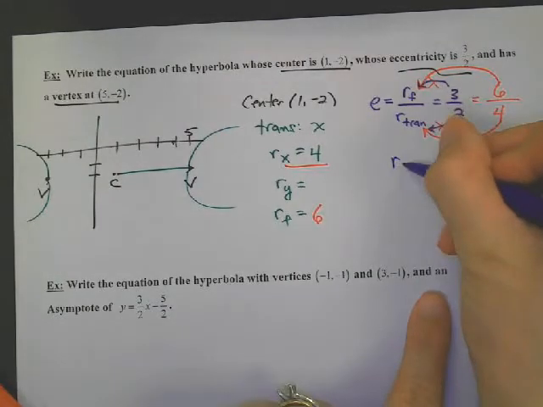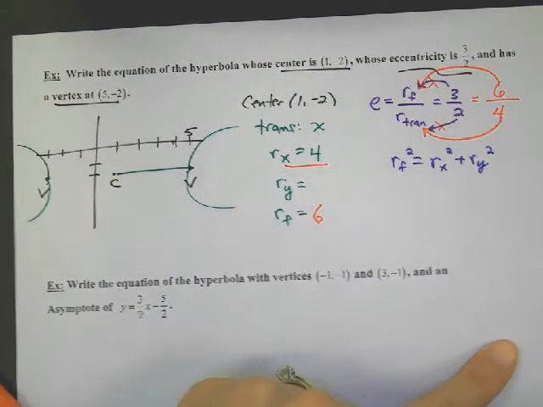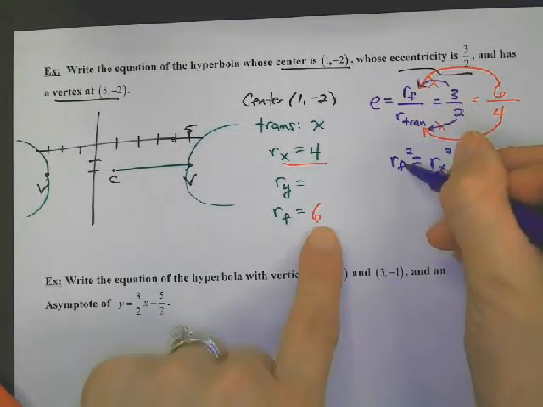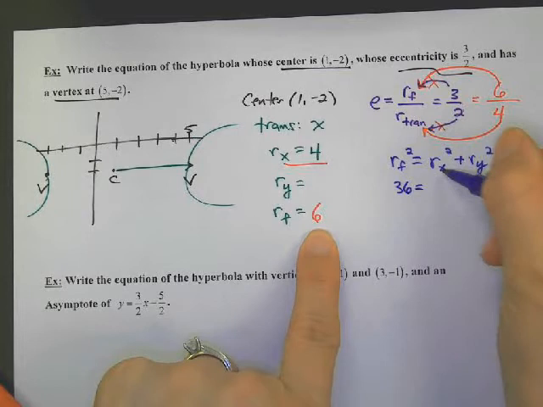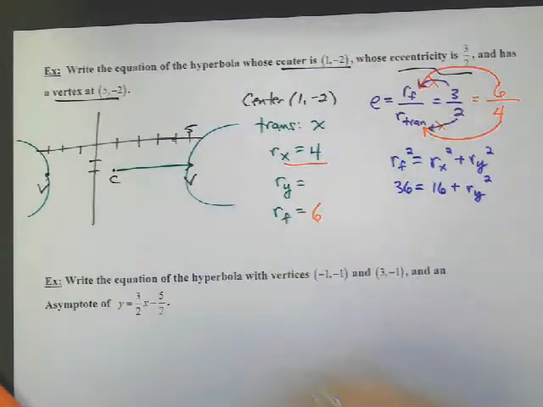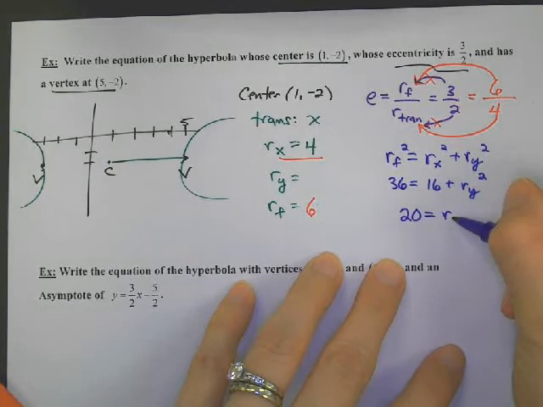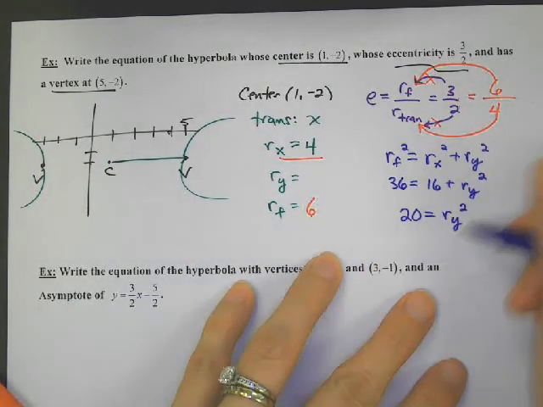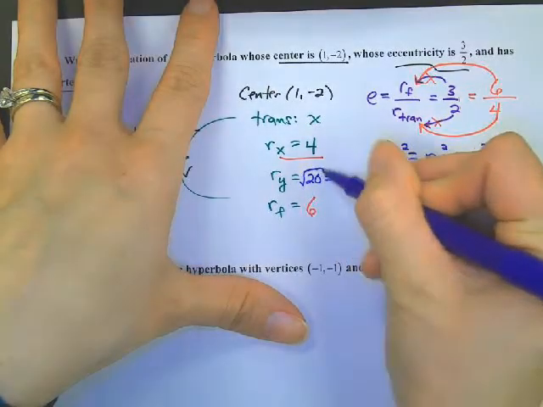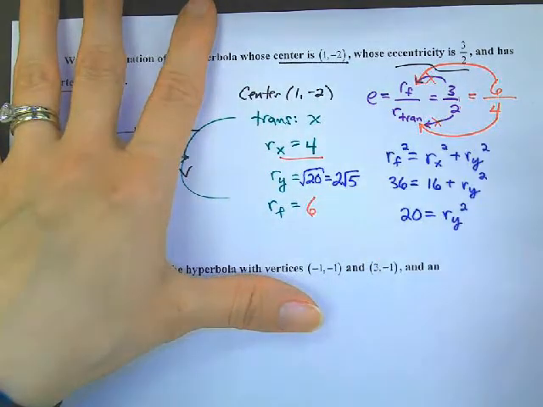So let's use that formula that goes r sub f squared is r sub x squared plus r sub y squared. Or you could say major, minor. R sub f squared is 36. R sub x squared, 16. And r sub y, I'd really like to find. 20 is r sub y squared. So r sub y is radical 20, or in reduced form, it would be 2 radical 5.